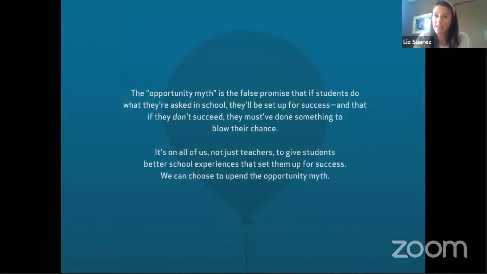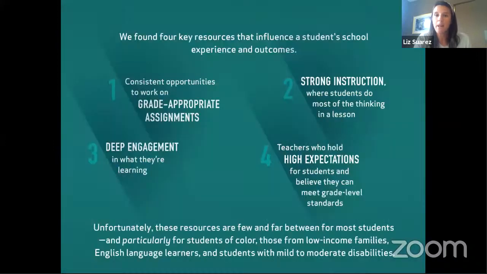And now with the current reality of having schools being closed for so long, it becomes even more important for us to breathe life into that promise. And so let's talk a little bit more about what these 4 key resources actually are. So, grade appropriate assignments.